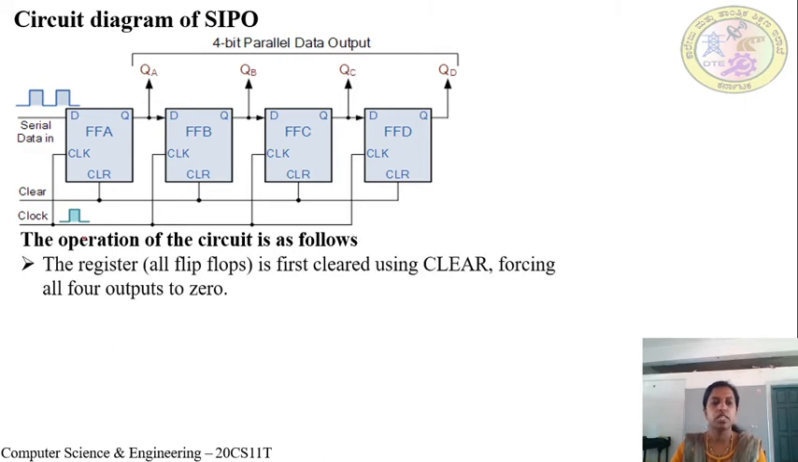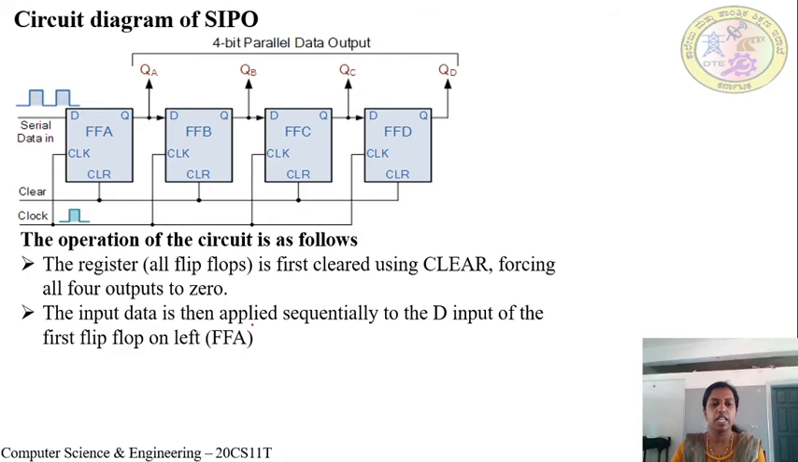We will see the operation. The register's flip-flops are first cleared using clear, forcing all 4 outputs to 0. When a clock is applied initially to every flip-flop, the input can be considered 0. The input data is then applied sequentially to the D input of the first flip-flop on the left, FFA, and the output is obtained at the Q output of FFA, that is QA.